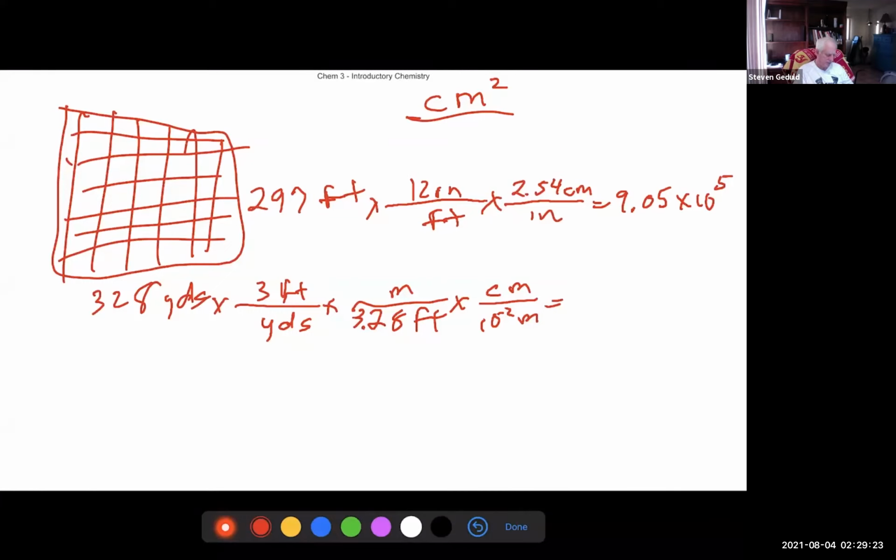Doesn't seem right for some reason. Seems too big. Let me double check. 297 times 12 times 2.54 equals, oh, there's only 3, it's 10 to the 3rd. That's right, I did put that wrong. So 9.05 times 10 to the 3rd centimeters.